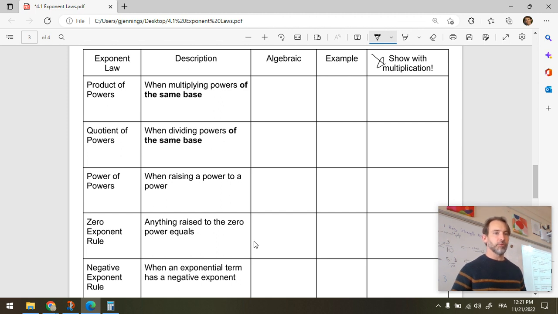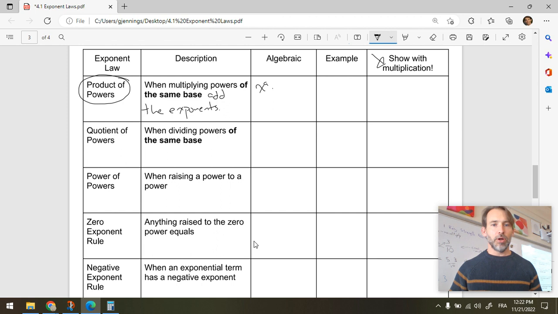Okay. Our first rule is product of powers. The product of powers rule says when you're multiplying powers of the same base, you are going to add the exponents. If I had x to the a multiplied by x to the b, that's going to be equal to x to the a plus b as the exponent. Here's our law. Let's take a look at some examples of why that's true.